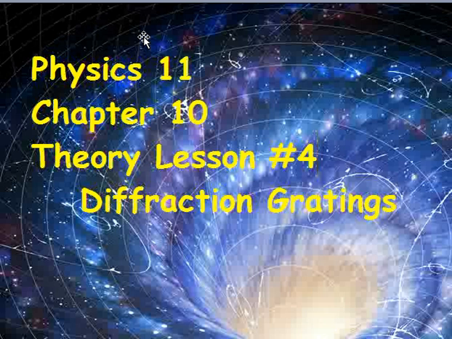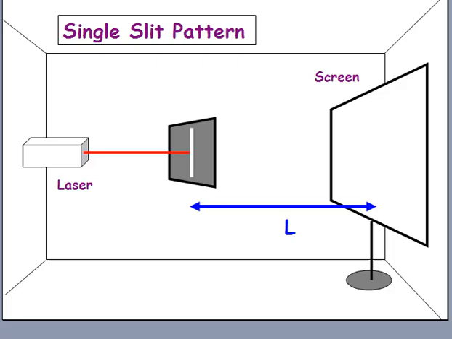This is our fourth theory lesson for our unit on waves for Physics 11. And in this particular lesson, we're going to be taking a look at some things called diffraction gratings and the single slit and double slit interference pattern. It's actually just a bit of an introduction, getting us ready for treating this in much more detail in Physics AP. So for today, we're just kind of getting used to what the pictures look like.